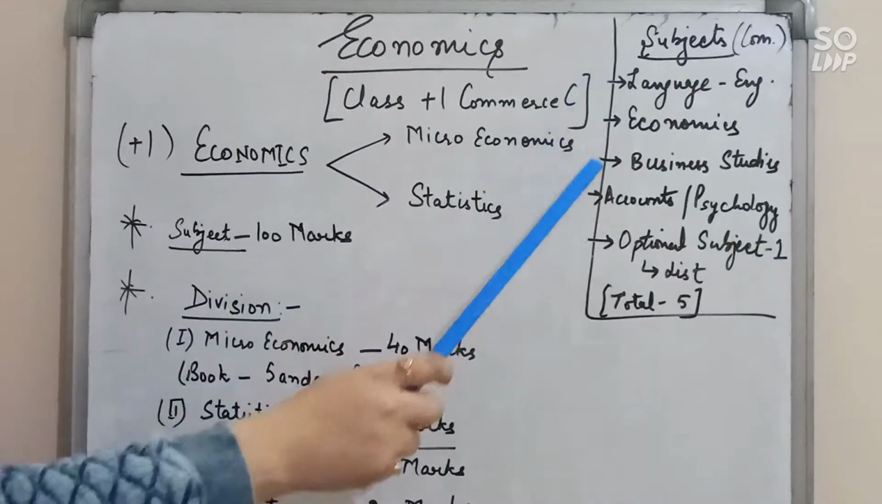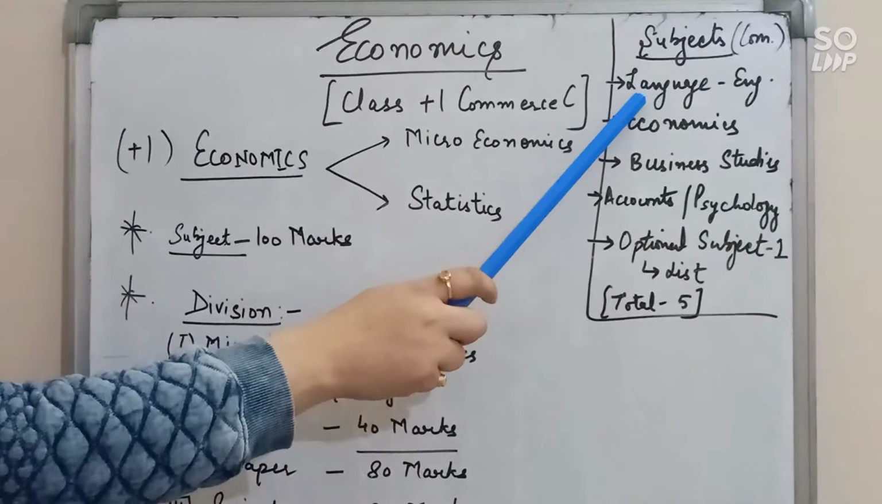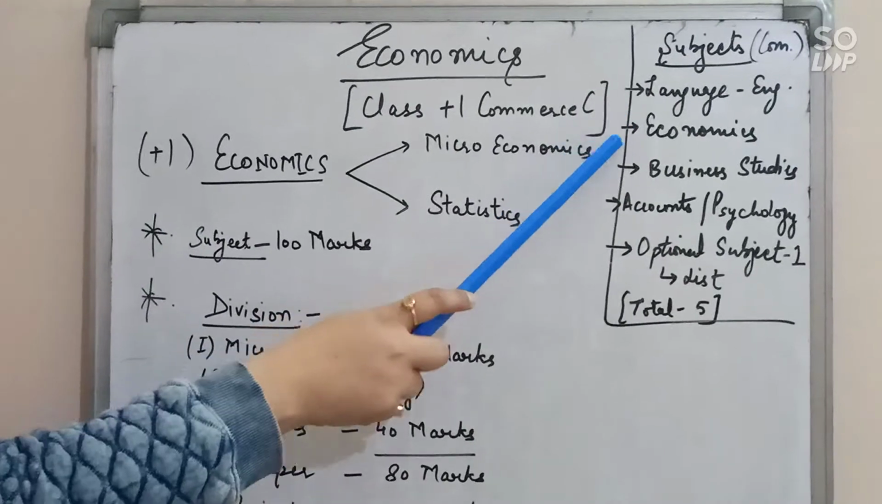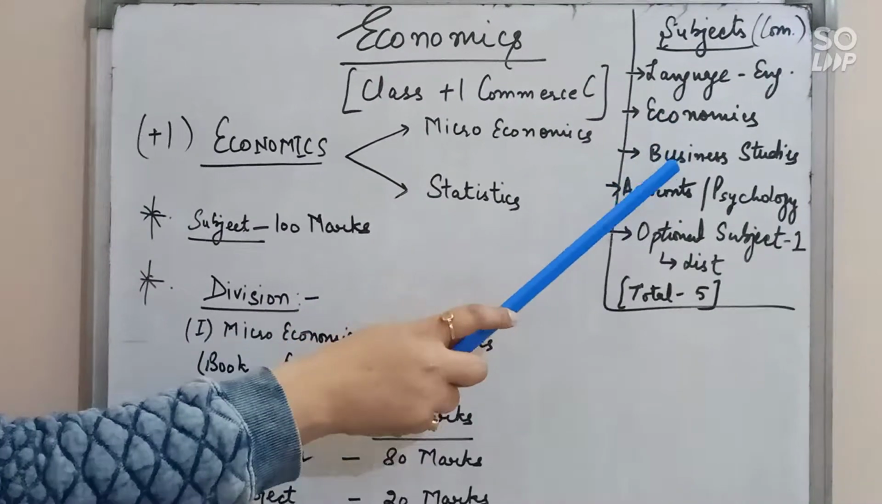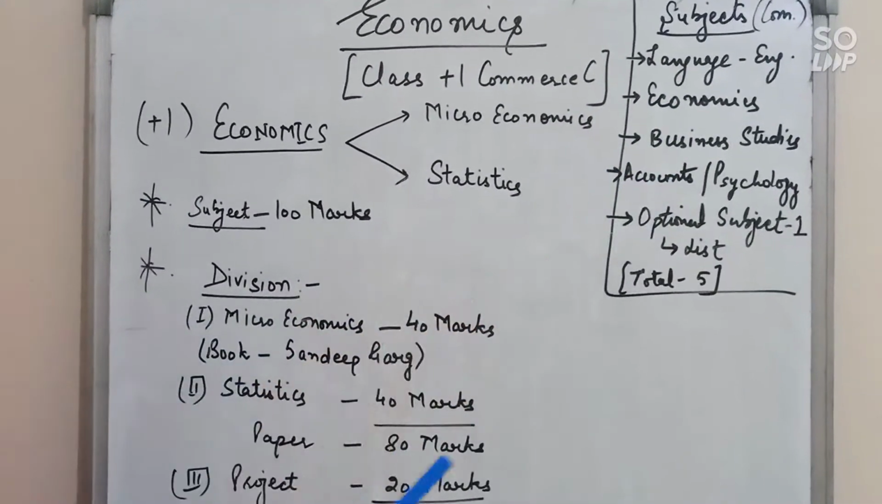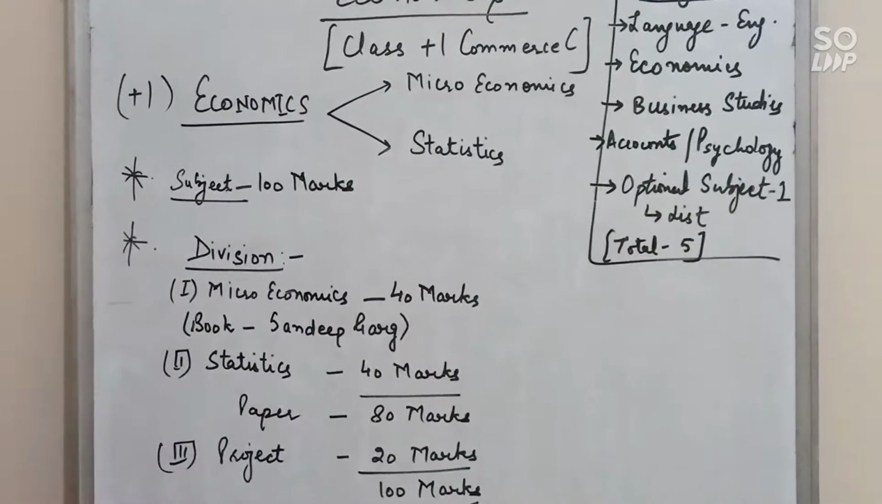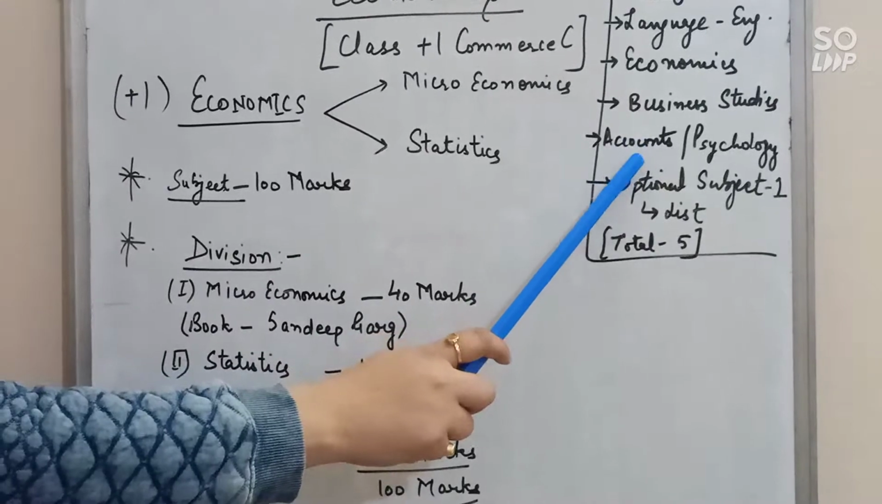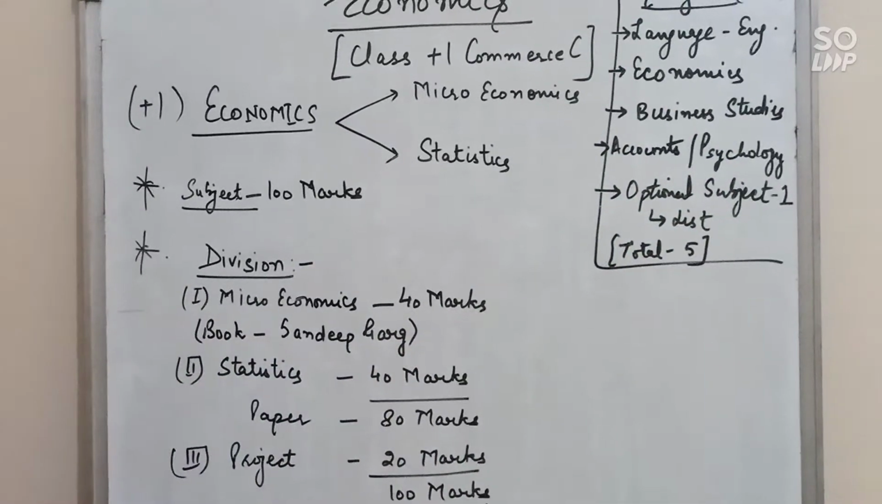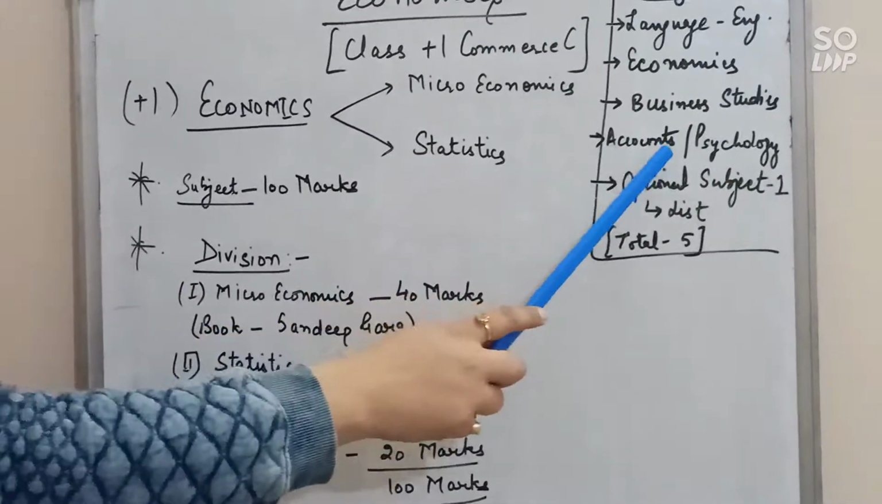In commerce, you have a total of 5 subjects. One is your language subject, that is English, and then 3 commerce subjects, that is economics, business studies, and accountancy. This year, this session, school is providing one facility to students. You can opt for either accountancy or psychology as per your requirement. So it means you have a choice between these two.